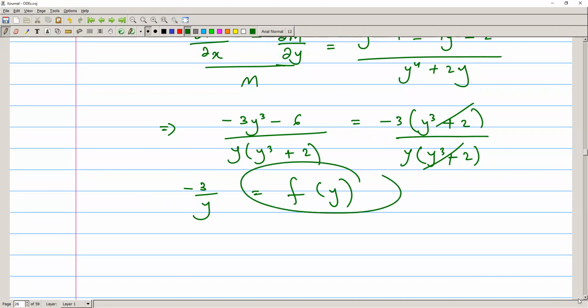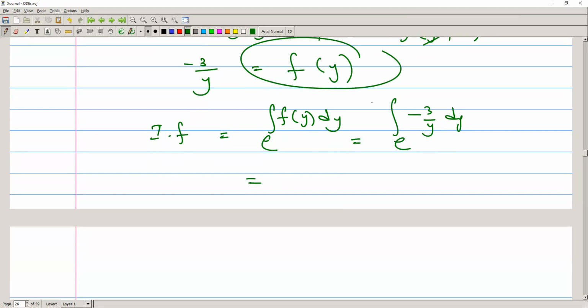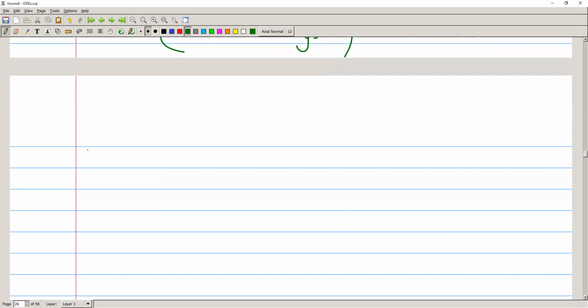So now it's pretty simple, and we can find the integrating factor by using the exponential formula, that is e to the power integral of f(y) dy. So it will be e to the power integral of negative 3 over y dy, right? By solving this integral, we simply get 1 over y^3. So this is now our integrating factor, and we will multiply it by the whole equation. Then we will check whether the equation is exact or not, and surely we will get an exact equation, and then we can solve it by using the procedure for exact equations.